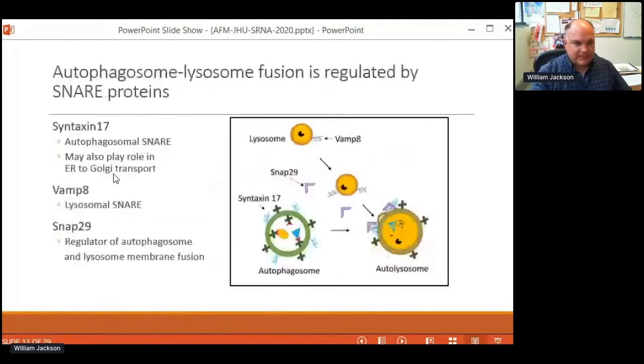So we attacked these problems by looking at some SNARE proteins, and there's a known SNARE complex that's involved in the fusion of the autophagosome with the lysosome. And the key member of that complex is called SNAP29. SNAP29 bridges the two vesicles. So when we looked at SNAP29, we were actually looking at a regulator of autophagosome membrane and lysosome membrane fusion.